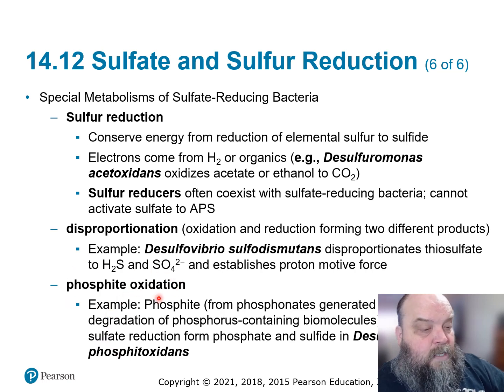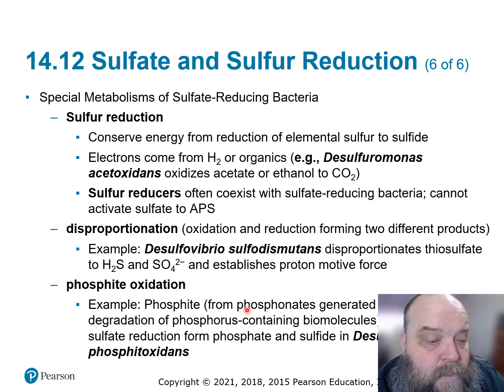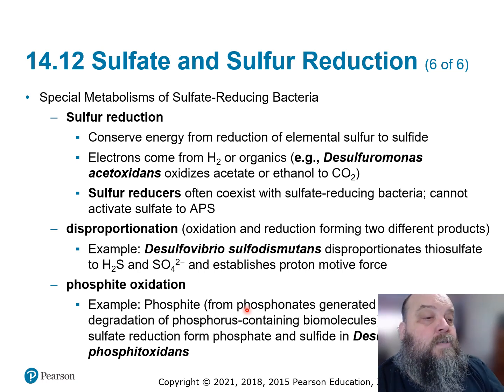And then there's phosphite oxidation. So phosphite, which is anoxic degradation of phosphorus-containing compounds. They're going to utilize this phosphite in a sulfur reduction. An example of this is Desulfotignum phosphitoxidans. Wow, those are some words.